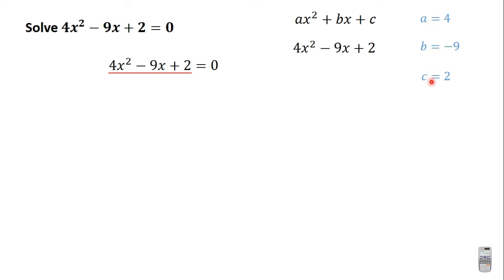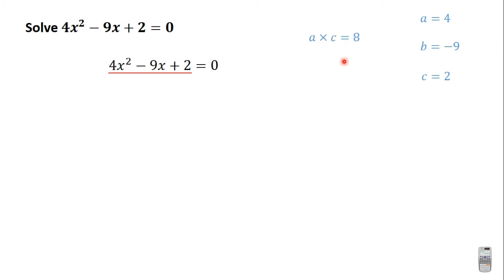Let's move on to the second step in factorizing a quadratic trinomial. The second step says that we should multiply a by c. a is 4, c is 2. 4 times 2 will give us 8. So a times c is giving us 8. Now we move on to the third step.